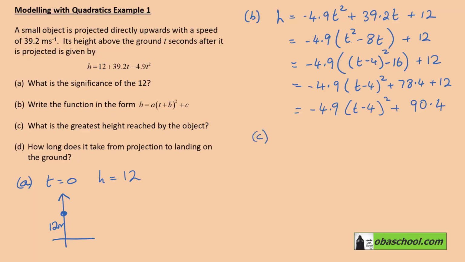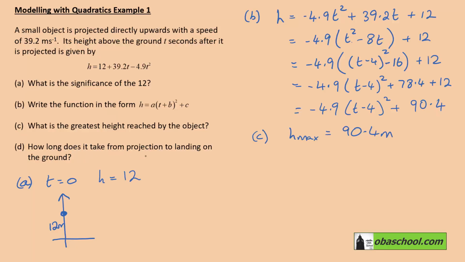So in part C, we're asked the greatest height reached by the object. We can get that from here. We can see that when t is equal to 4, this whole term is equal to 0. And so we're going to get the maximum height as 90.4 meters. We can see it's 90.4, take away something, so the biggest that can be is 90.4.